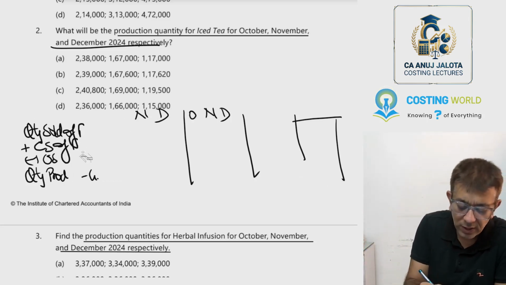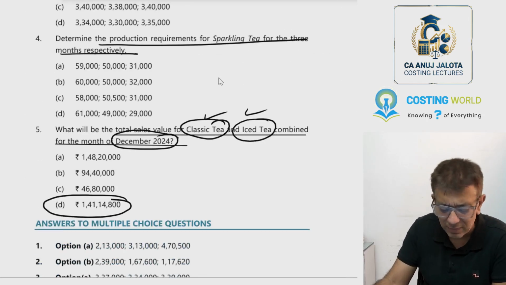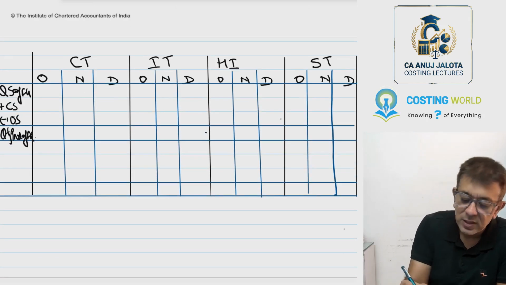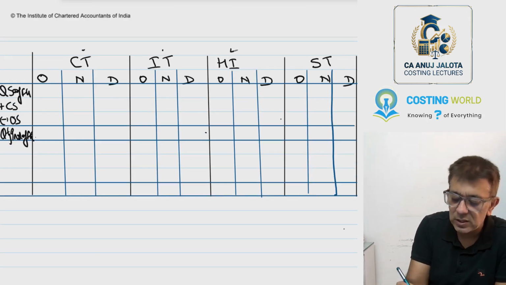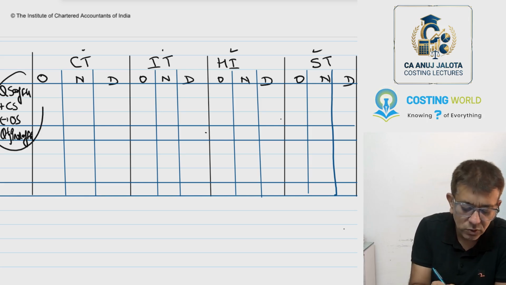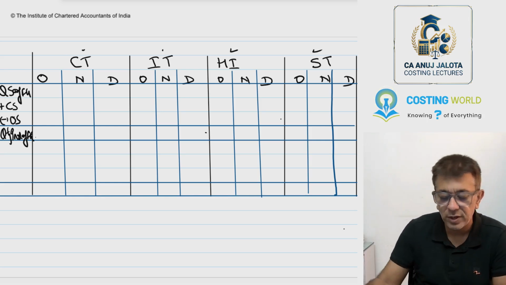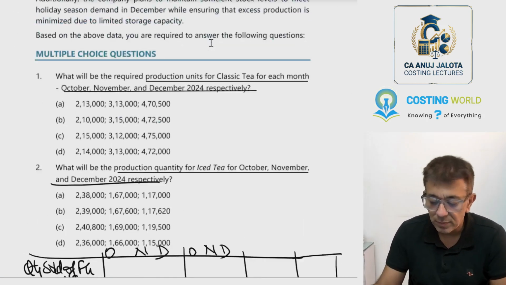Now what I have done, whatever I wrote over here, I've already made the format exactly of the same type. Nothing different I have done. This is your classic tea, iced tea, herbal infusion and sparkling tea. See over here, quantity sold of finished goods, add closing stock of finished goods, less opening stock of finished goods. I'll give you quantity produced of finished goods. Okay. So let me do one small thing first.